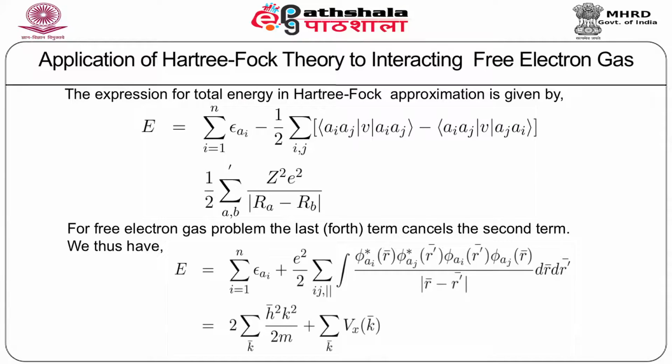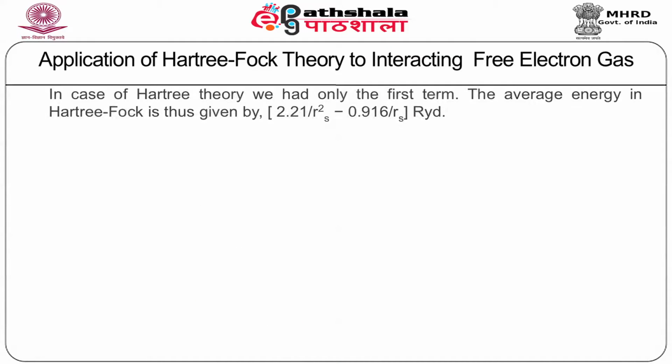And this is given by summation over epsilon ai, the first term, and then the contribution which is plus square by 2, now written in the wave function form. So these can be written as twice, because summing over both up and down spin, summation over k, h cut square k square by 2m plus summation over k, Vx, that's the exchange potential. In case of Hartree theory, we had only the first term in the previous expression.